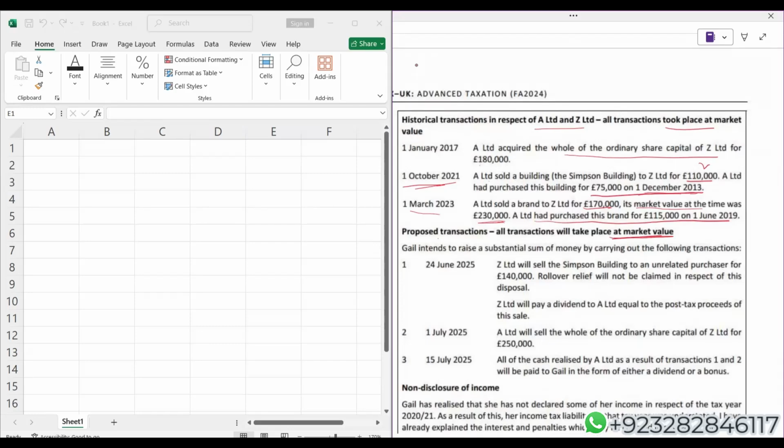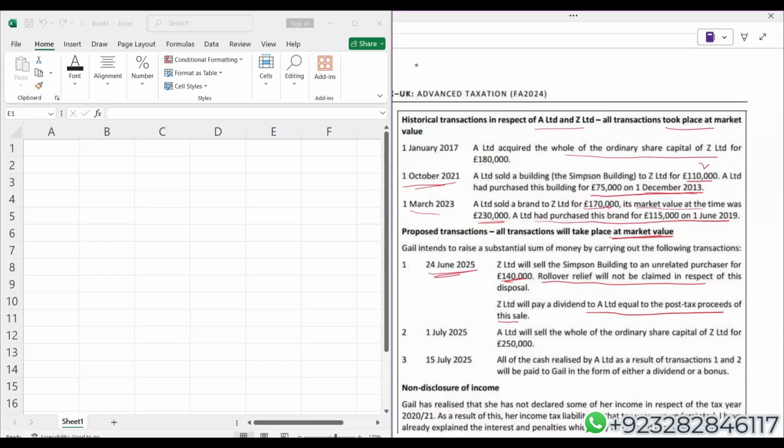Gail intends to raise a substantial sum of money by carrying out the following transactions. 24 June 2025, Z Limited will sell Samson building to an unrelated purchaser for 140. Rollover relief will not be claimed in respect of this disposal. Z Limited will pay dividend to Arrow Limited equal to post-tax proceed of the sale. So Z Limited is going to pay dividend to Arrow, and that will be equal to post-tax proceed, whatever tax is deducted from the sale proceed, which is 140.